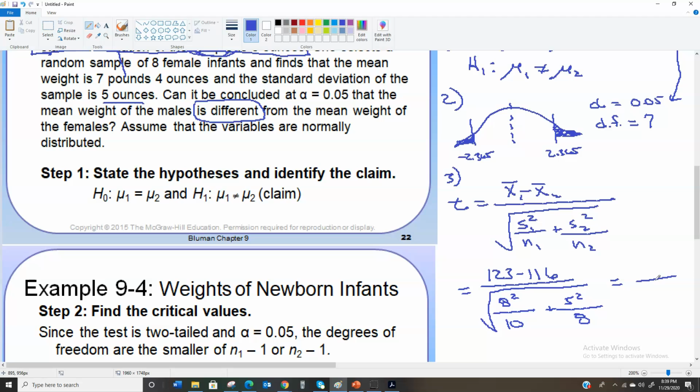On the top here, 123 minus 116 gives us 7. And then if we calculate the bottom, 8 squared divided by 10 plus 5 squared divided by 8, I get 9.525, but then I want to do the square root of that, and so it's about 3.09. And when I divide that, I get my t to be about 2.27.